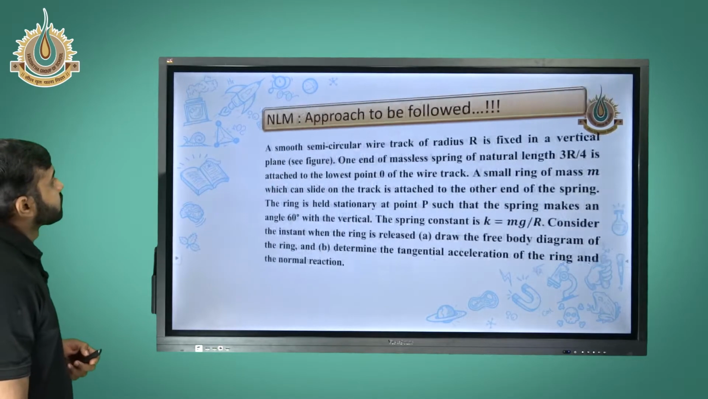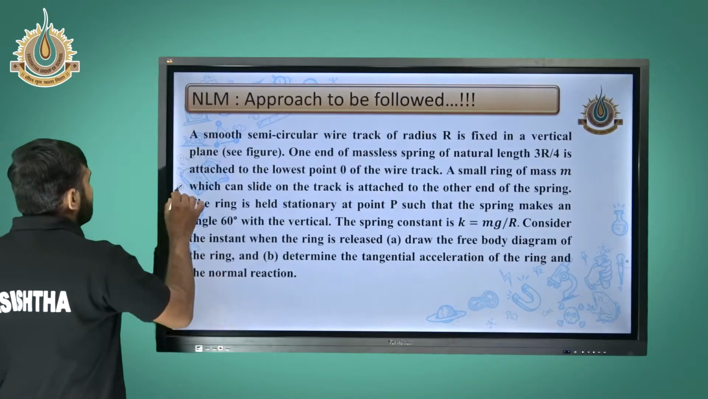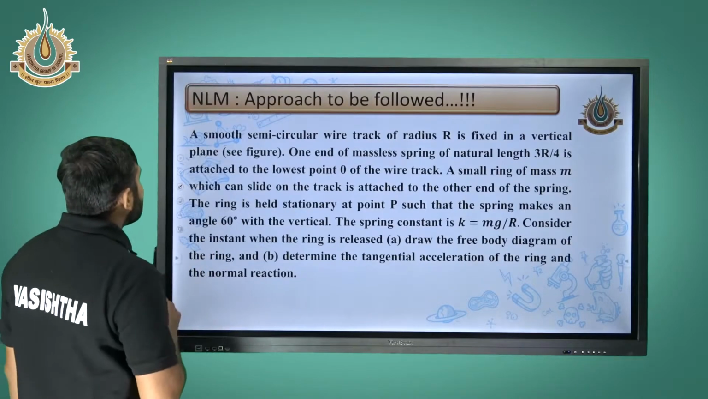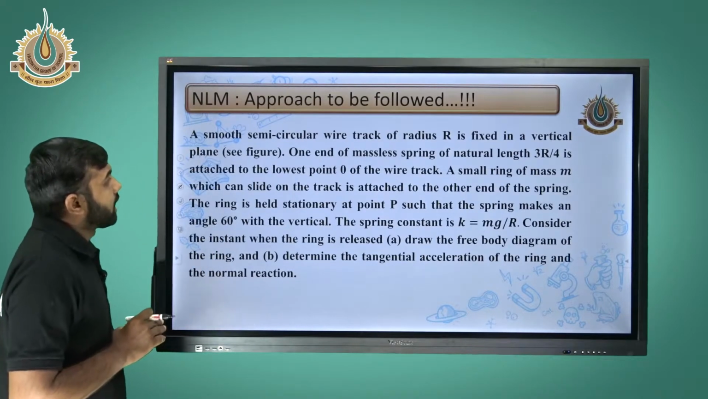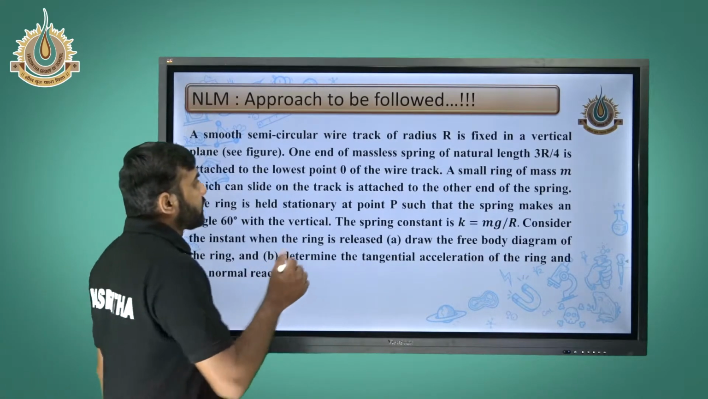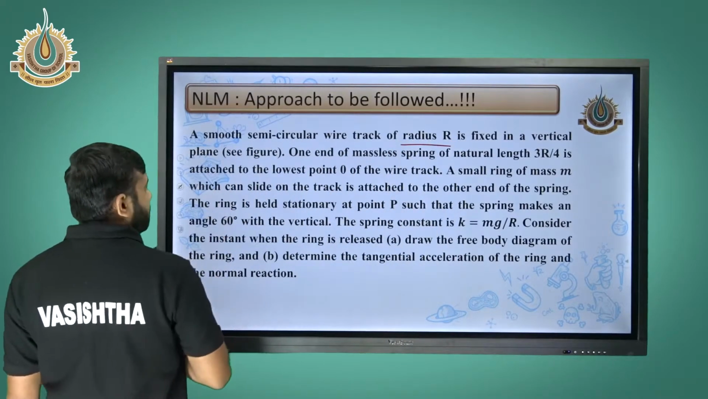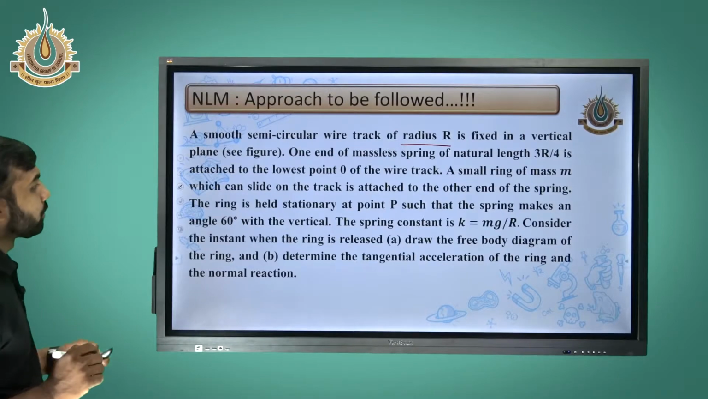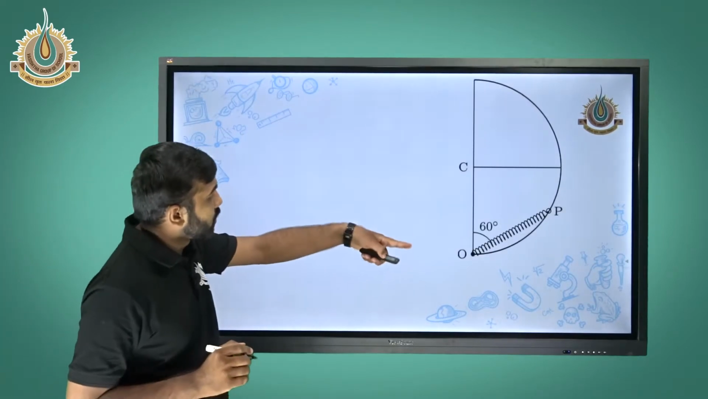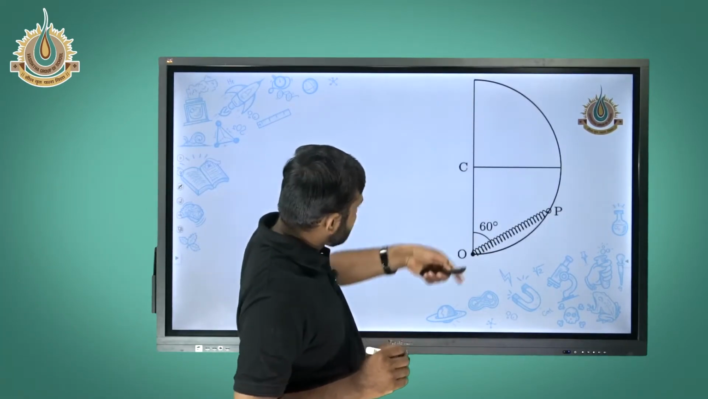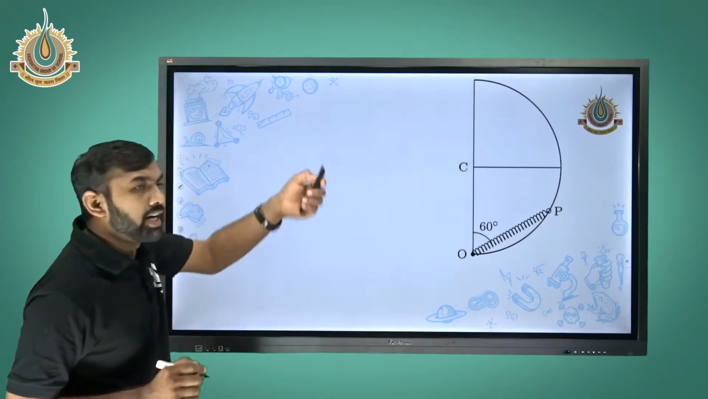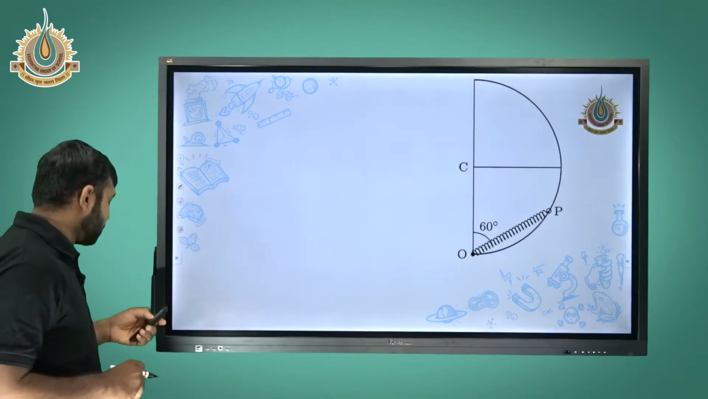Okay, now what is the problem statement? A smooth semicircular wire track having a radius r is fixed in a vertical plane. See the figure, the figure is also given, the figure is something like this. So this type of figure is given to us. That is a semicircular wire which is placed in a vertical plane. Now let's come to the next one.